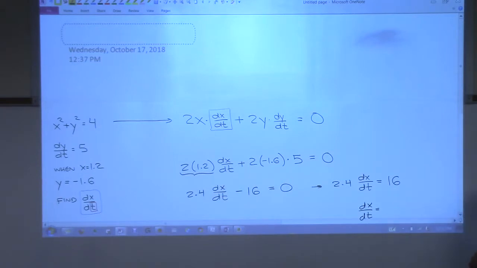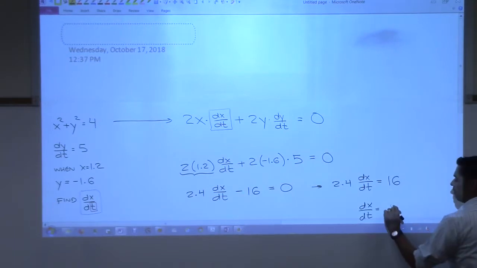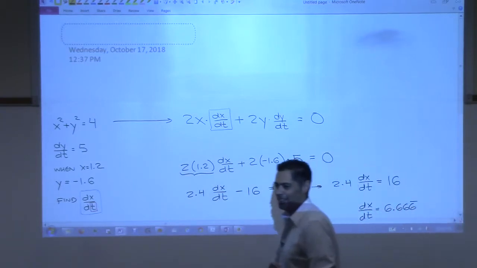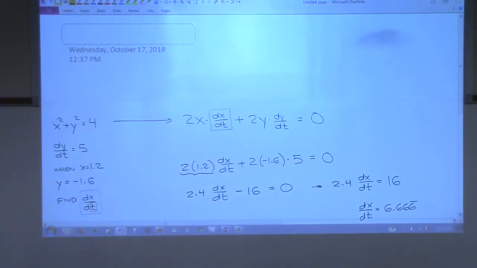16 divided by 2.4. Can we just simplify that though? Can we just simplify 16? It's 6.666? 6.666. Is that okay if I write that on the board? Anyone going to freak out? You can reduce that or write a fraction if you want. What was your question?